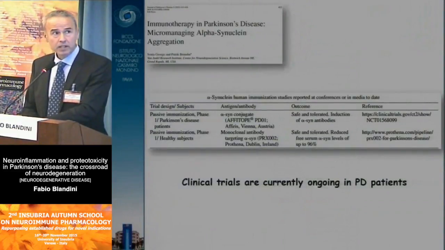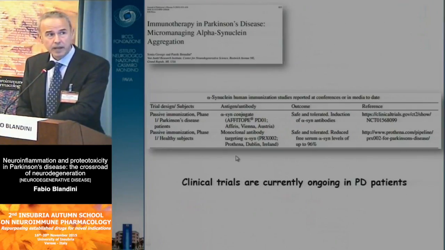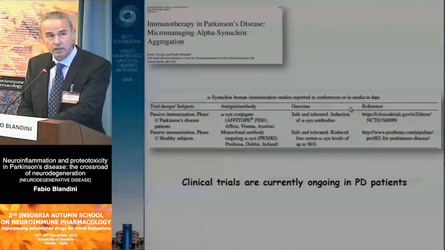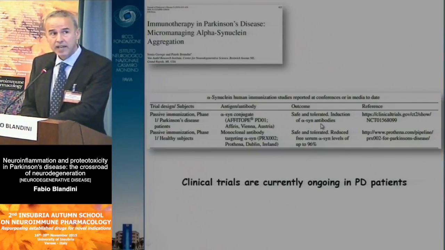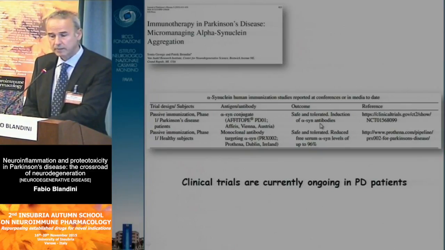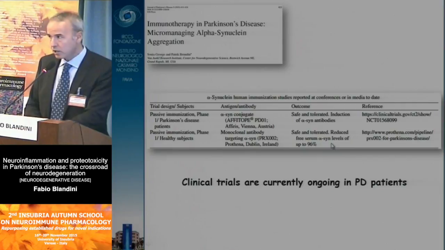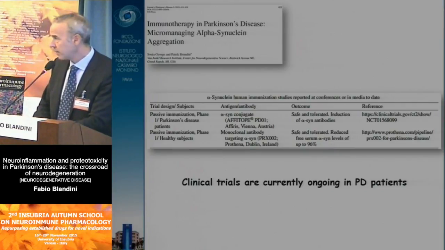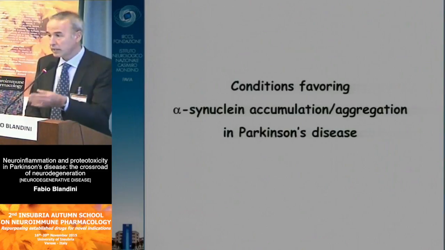As for the human studies, there are clinical trials that are currently ongoing. A few reports collected at conferences or in media show that passive immunization, so antibodies anti-alpha-synuclein, are at least safe and tolerated as a therapeutic intervention, and that this infusion can reduce the free serum levels of alpha-synuclein in the patients that have been inoculated. But as far as I know, there are still no data on the clinical efficacy of these procedures. But okay, I think it is something that is important to know. This is ongoing, of course.